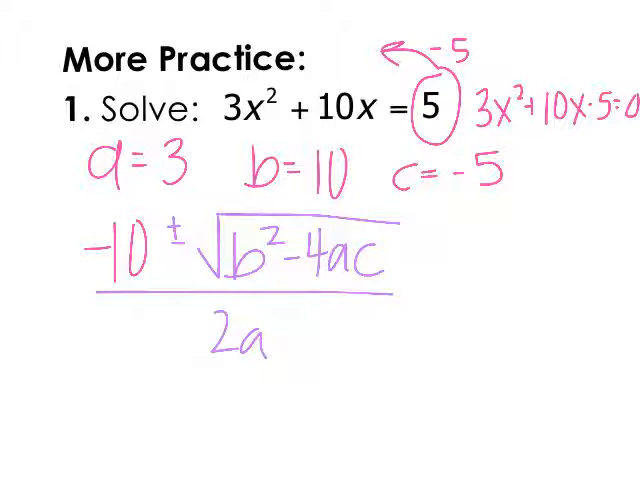So your b squared term should never be what? Negative. Good, Mrs. Fisher. Your b squared term should never be negative, right? Because if you multiply a negative and a negative together, you're going to get a positive. And if you multiply a positive and a positive together, you're going to get a positive. So your b squared term should always be positive. All right, so b squared is going to be 10 times 10, or 10 squared, which is 100.